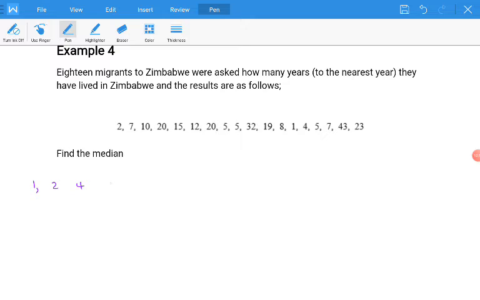4, 5, 5, 5, 7, 7, 8, 10, 12, 15, 19, 20, 20, 23, 32, 43.